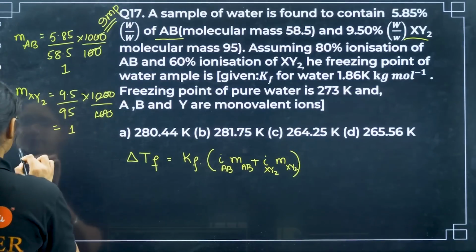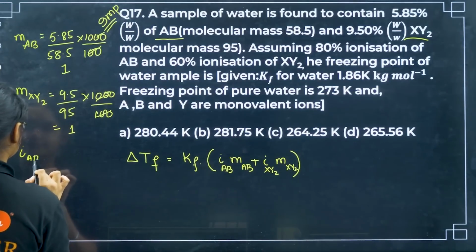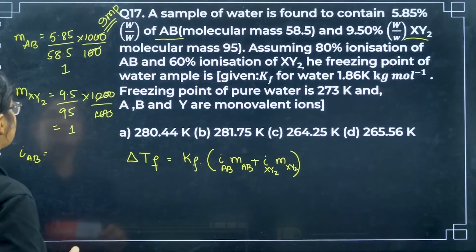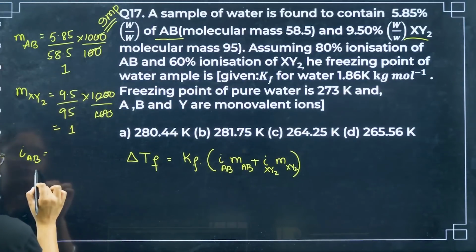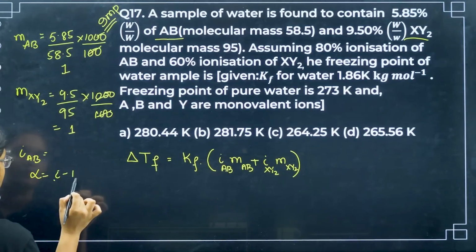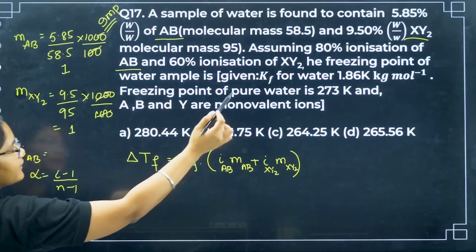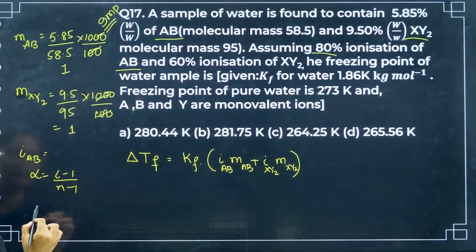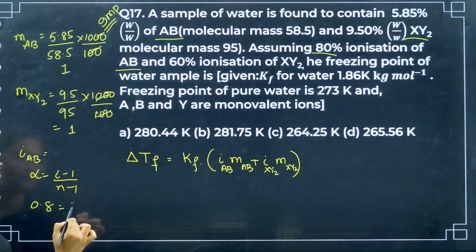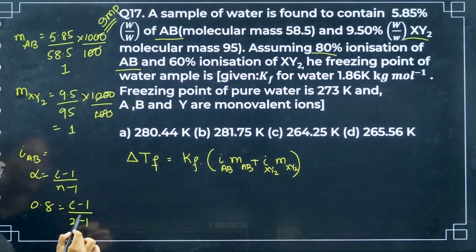Now the next part is I have to calculate I of AB. If you remember, we have this formula, alpha is equal to (I minus 1) by (n minus 1). So what is the value of alpha for AB? You see, 80% ionization is there, right? 80% means 0.8. So I will write here 0.8 is equal to (I minus 1) by 2. AB will give you 2 ions, so 2 minus 1, so I here is equal to 1.8.